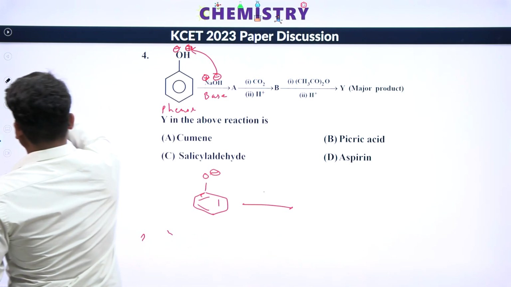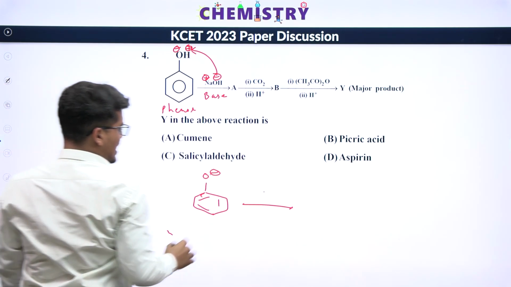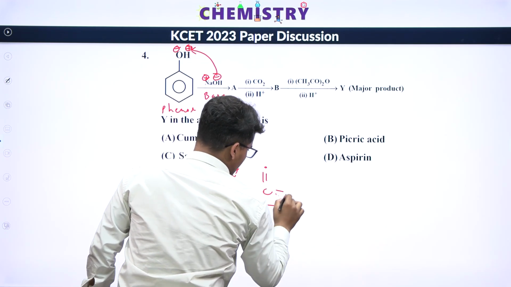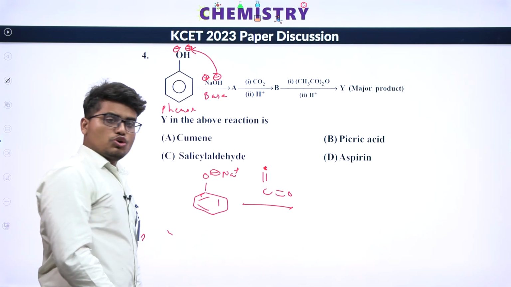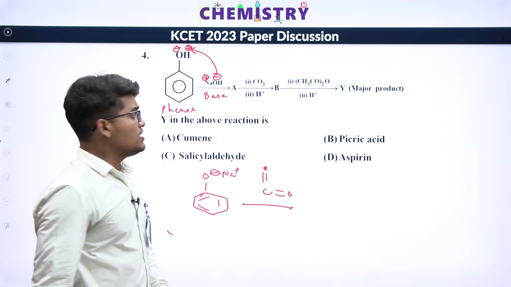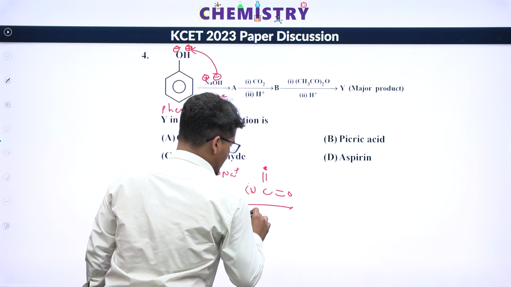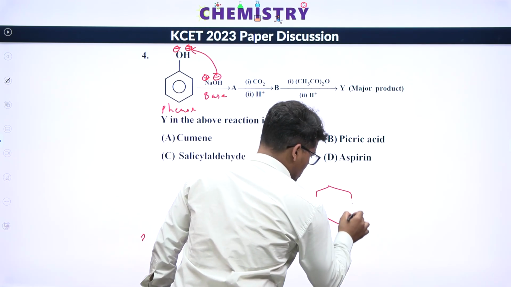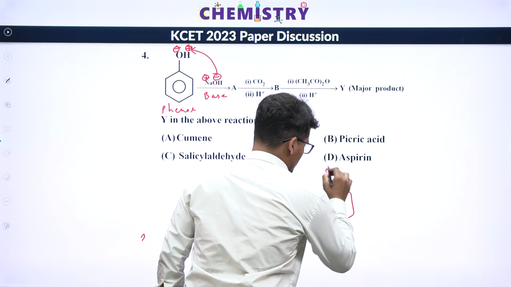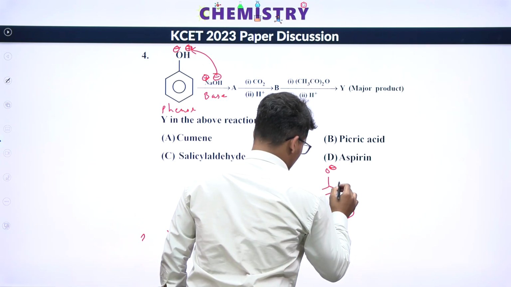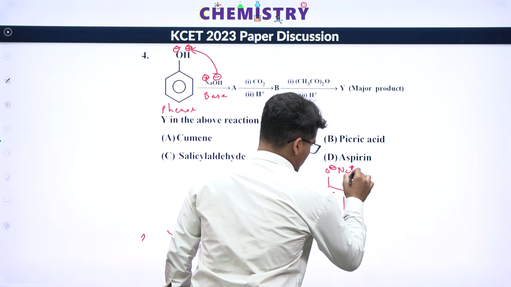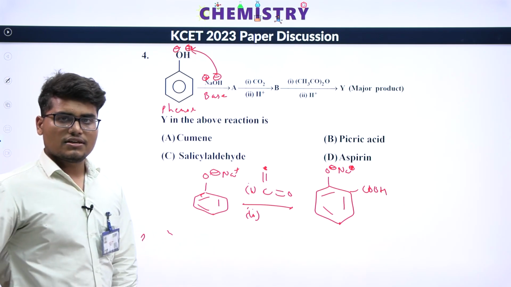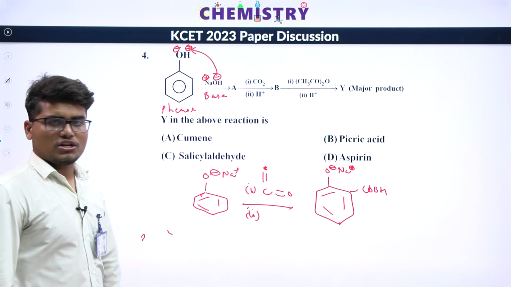This is a reaction known as the Kolbe reaction. When we have a phenoxide and CO2, do you know that reaction? There is a formation of a COOH group.